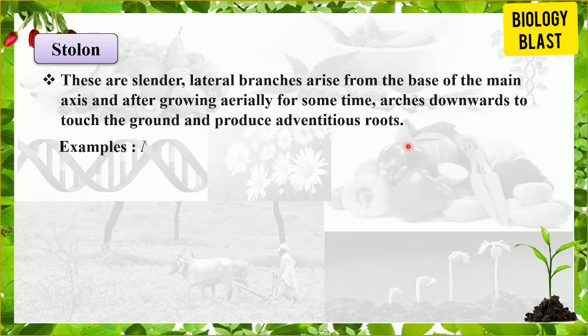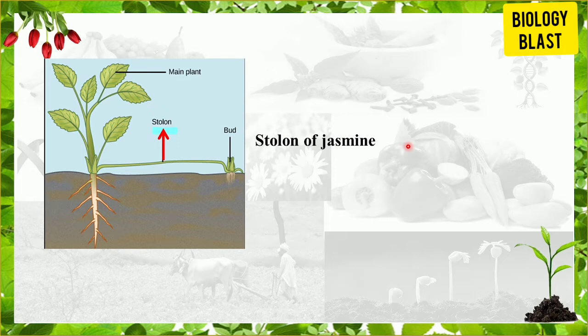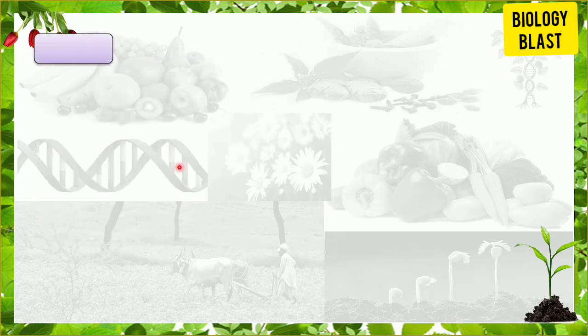Stolon. These are slender lateral branches that arise from the base of the main axis and, after growing aerially for some time, arch downward to touch the ground and produce adventitious roots. Nerium and jasmine. Nerium stolon: some branches bend downward, touch the ground, and some buds produce adventitious roots and produce a new plant. That is stolon of jasmine.